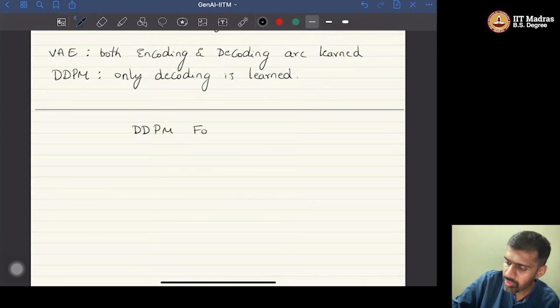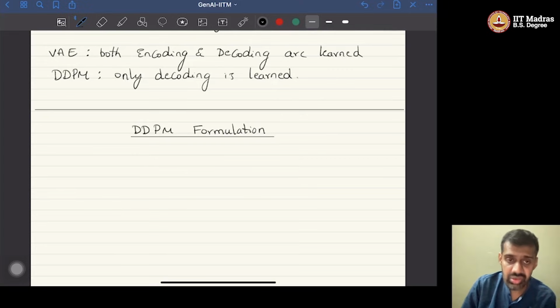DDPM's formulation. So even the name, if you see, they are called denoising diffusion probabilistic models. The word denoising here actually stands for decoding. We'll see the encoding process is also referred to as the forward process. The decoding is also called the denoising process, or the backward process or reverse process. We'll get to that. The point that I wanted to make here is there is no encoding here. We only have the denoising part or the decoding part.